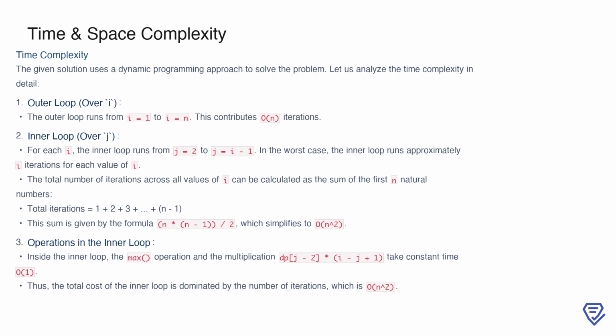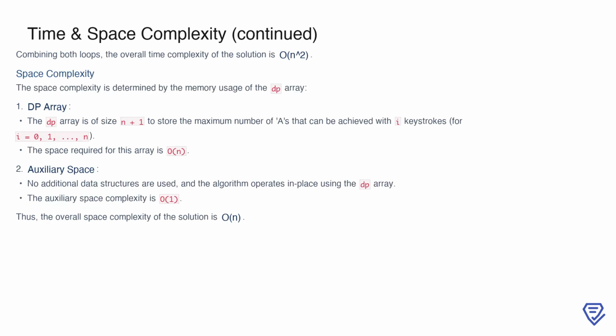Now, inside the inner loop, we perform operations such as the max function and a multiplication, both of which take constant time, O(1). This means the total cost of the inner loop is dominated by its number of iterations, which is O(n²). When we combine the contributions from both the outer and inner loops, the overall time complexity of the solution is determined to be O(n²).